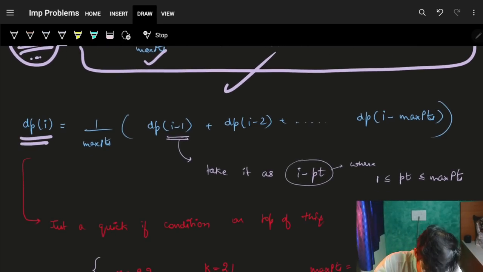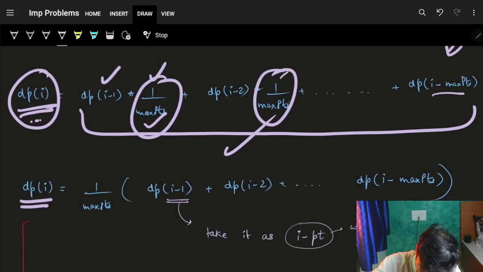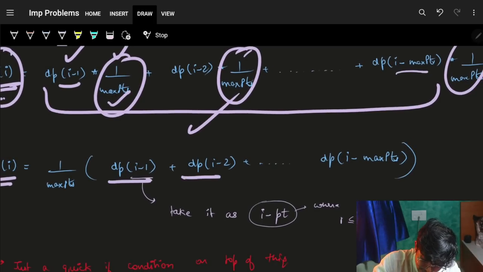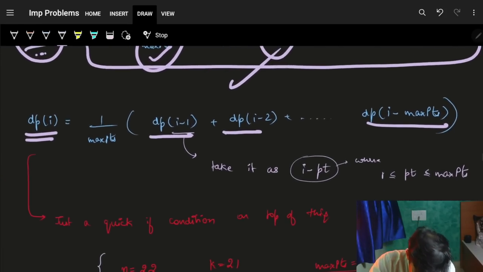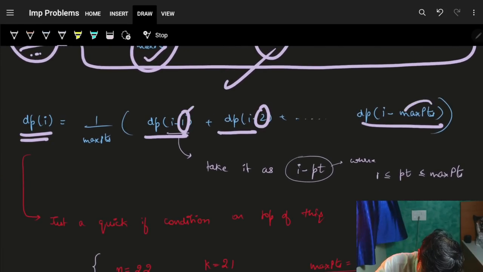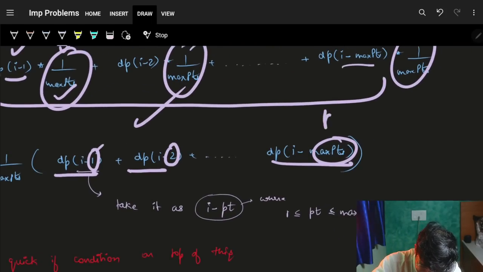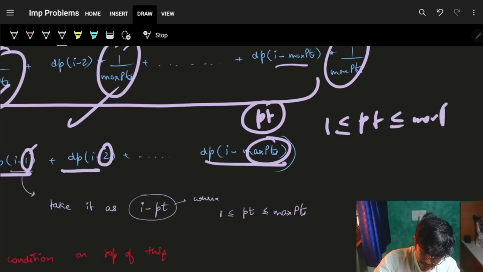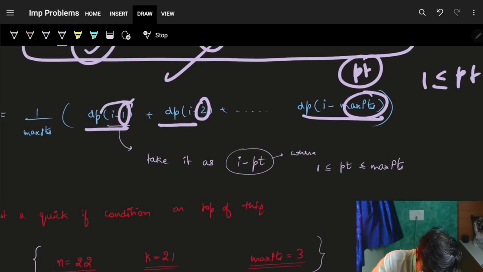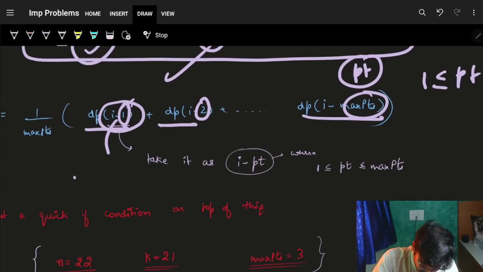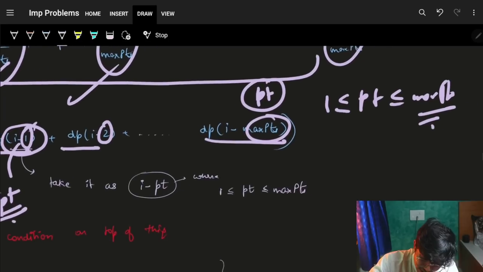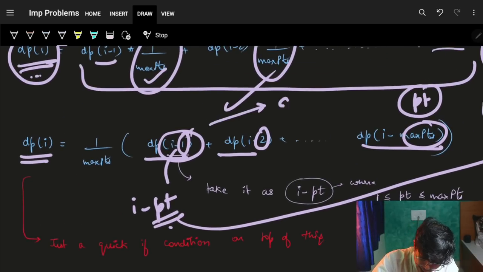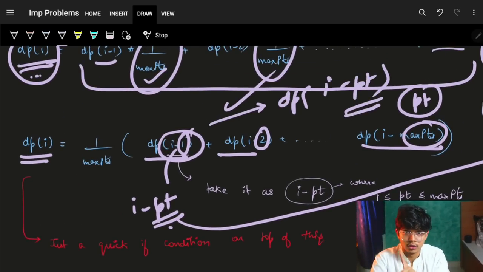Now, I have this DP of I. I'll just bring the 1 by max points out. It will just remain DP of I minus 1, I minus 2, up to DP of I minus max points. And it is simply, if I say 1, 2, up to max points, it is nothing but if I say I have PT as points. So basically my PT goes from 1 up till the max points. As simple as that. So basically at this stage, I want the answer for DP of I minus PT, where my PT goes from 1 up till the max points. Just remember this, because in DP I am taking my DP of I minus PT. I'll use this later on, so please remember this part.